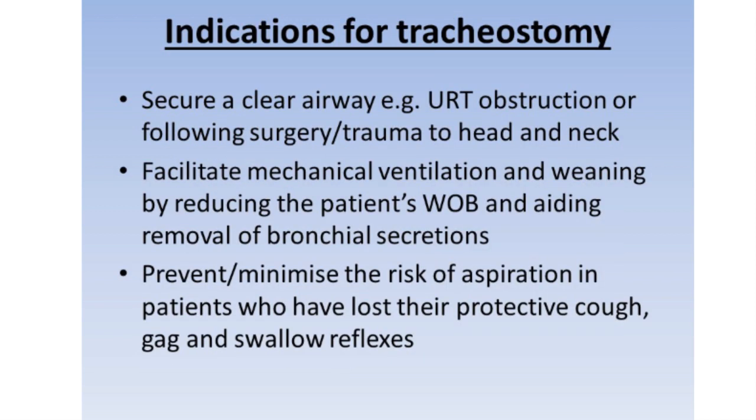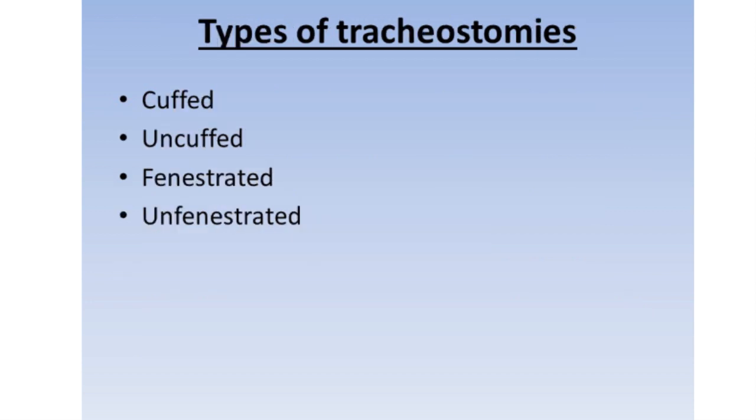So the indications for a tracheostomy then: to secure a clear airway, for example in an upper respiratory tract obstruction or following surgery, trauma to head and neck. To facilitate mechanical ventilation and weaning by reducing the patient's work of breathing and aiding removal of bronchial secretions, and to minimise the risk of aspiration in patients who have lost their protective cough, gag and swallow reflexes. So we have 4 different types of tracheostomies. We have the cuffed, uncuffed, fenestrated and unfenestrated, and again these will be shown in the practical demonstration.